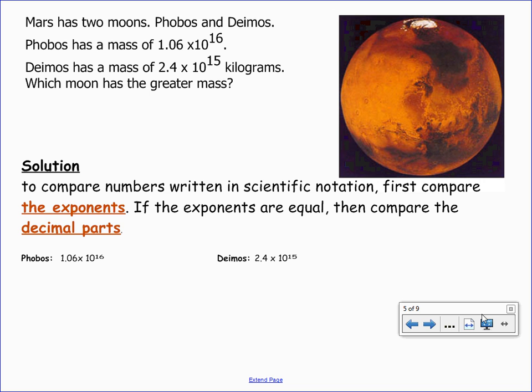Now, when you're asked to compare numbers in scientific notation, the solution is to compare the numbers written in scientific notation. First, compare the exponents. So we're going to look at the exponents first. Then, if the exponents are the same, you compare the decimal parts. First of all, make sure that they are in scientific notation before you go any further. Both of these numbers are in scientific notation.